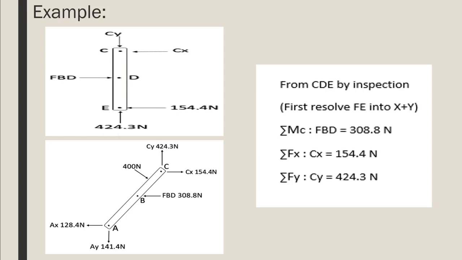And finally, the summation of forces in the y direction, set them to 0, and so we can find Cy, and it's actually equal to 424.3 Newtons downward. Okay, that's all.